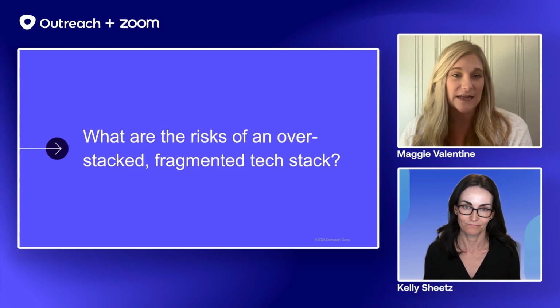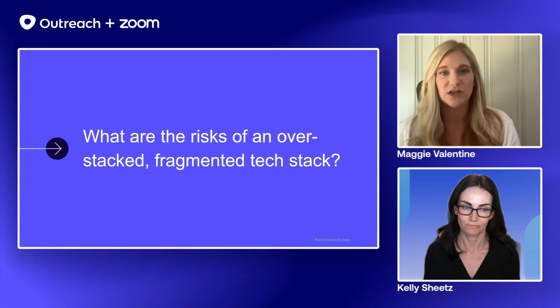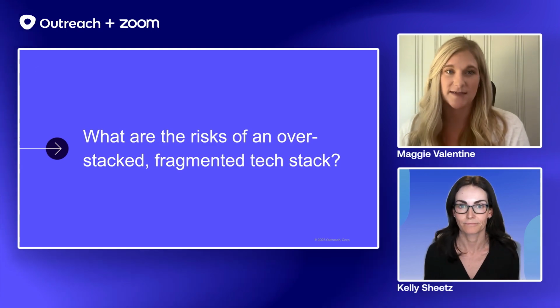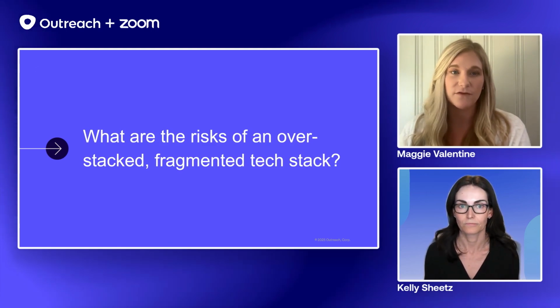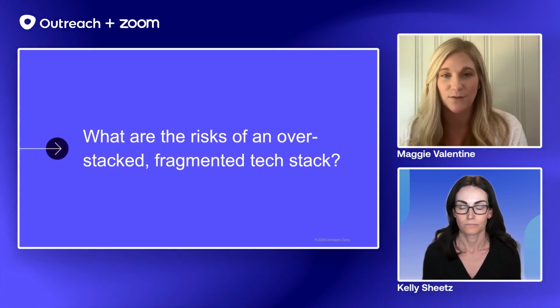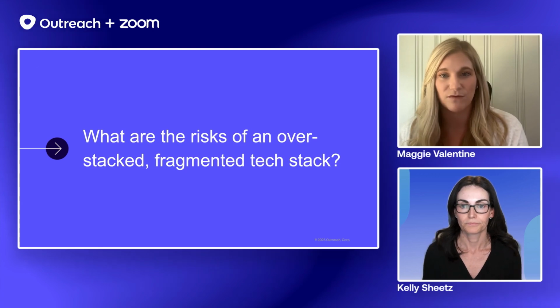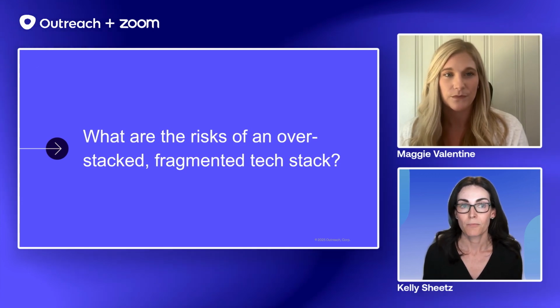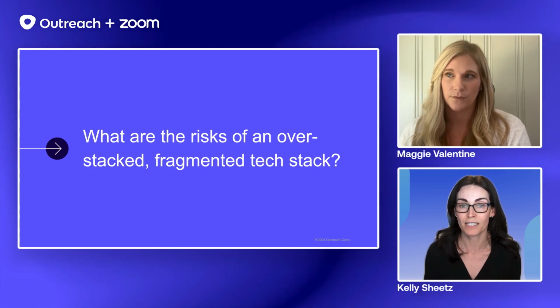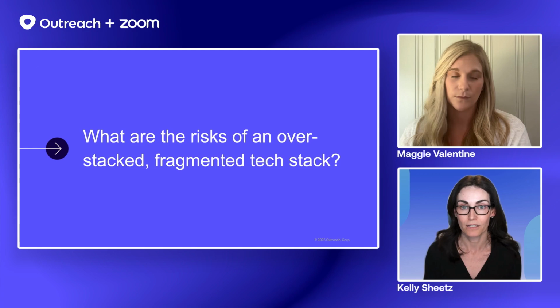This kind of answers some of the adoption issue. But when you think about an overstacked, fragmented tech stack, what are the risks of not having your tools working well together and stacked accordingly, as extensible solutions that make the revenue team's workflow easier? The biggest problem I see is inefficiency, and the biggest risk of that is the customer impact.